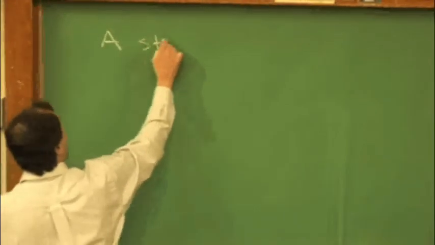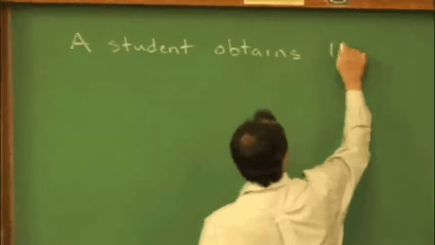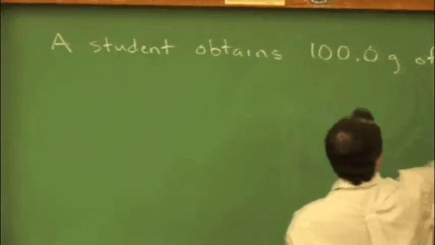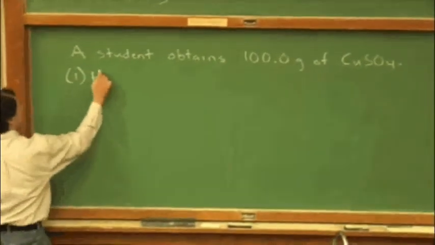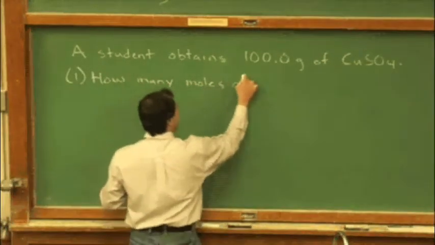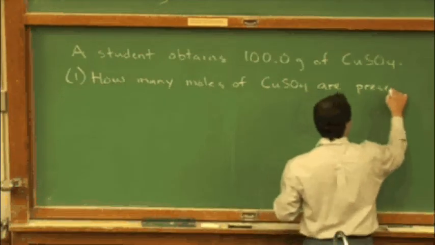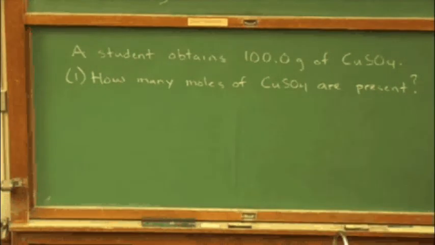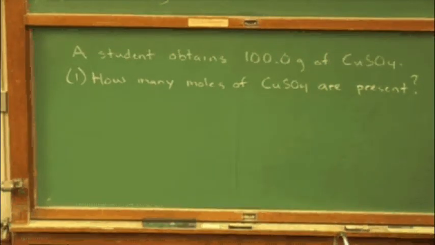A student obtains 100.0 grams of copper sulfate. Part 1. How many moles of copper sulfate are present? We'll do another couple of follow-up questions in a moment. The student does not have a mole of copper sulfate. 1 mole would be near 160 grams. The student only has 100 grams, so the student clearly has less than 1 mole.